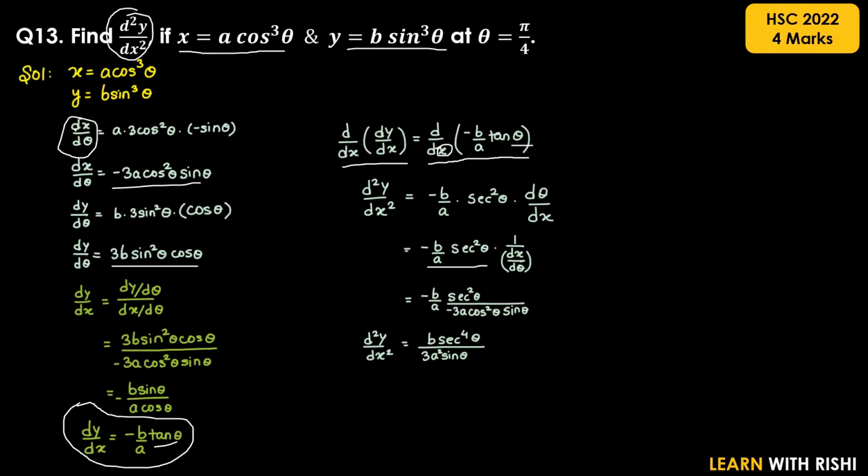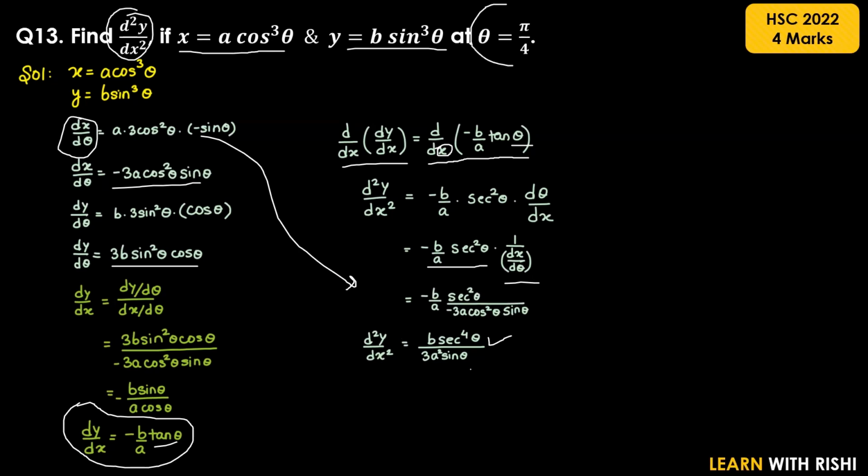Now we already know what is dx by d theta. So we'll just take the inverse, 1 upon dx by d theta, and we'll substitute the value of dx by d theta from this. So it will be minus b upon a sec square theta upon minus 3a cos square theta sin theta. Now from here, 1 upon cos square theta is nothing but sec square theta. So sec square theta into sec square theta will be sec raised to 4 theta. Minus minus will get cancelled. 3a square sin theta. This will be our answer, d2y by dx2.